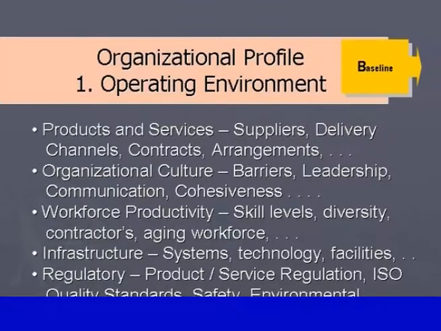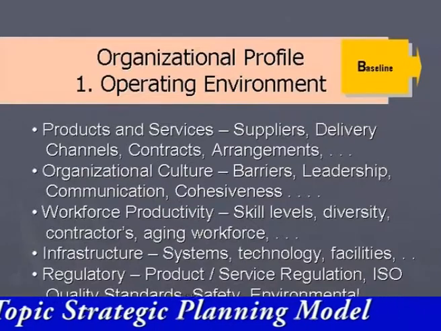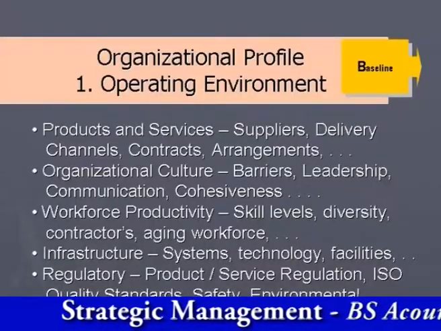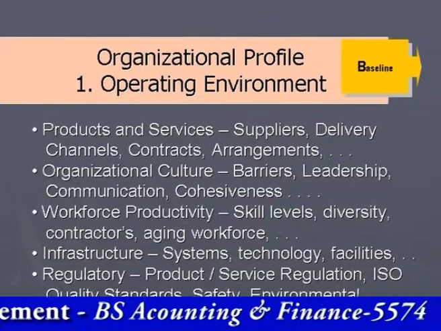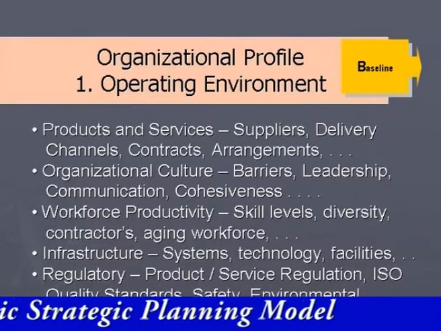Workforce productivity: we talk about skill level, diversity, contractors, and the aging workforce. Then in the baseline we talk about the infrastructure: systems, technology, facilities. These are your infrastructure, simple as that. If you have an organization, you have to have an infrastructure for it. You cannot sit in open air and run your business. Regulatory: we have product and service regulations, ISO, quality standards, and safety and environment.